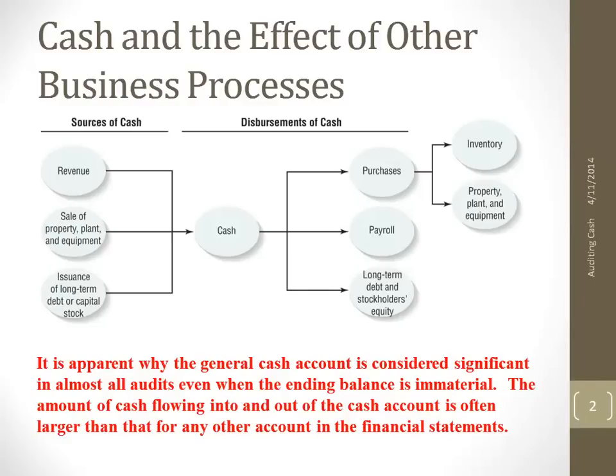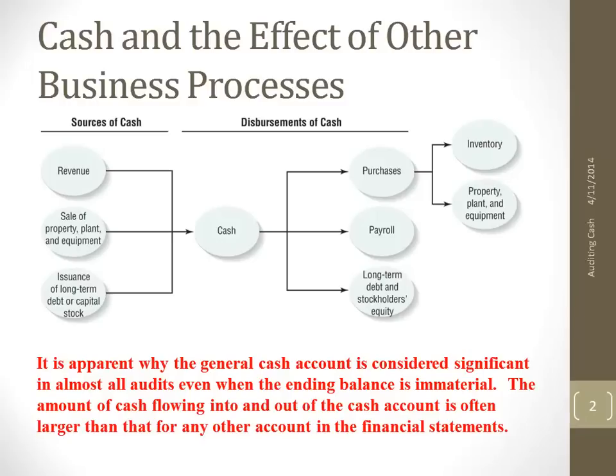Also, you can generate cash if you sell property, plant, and equipment, and as you pointed out, issuing stock or long-term debt. And then we'll talk about today also the disbursement of cash. So how's cash utilized? We're again going to focus mostly on the purchasing process, where you're either purchasing inventory or you're purchasing property, plant, and equipment.